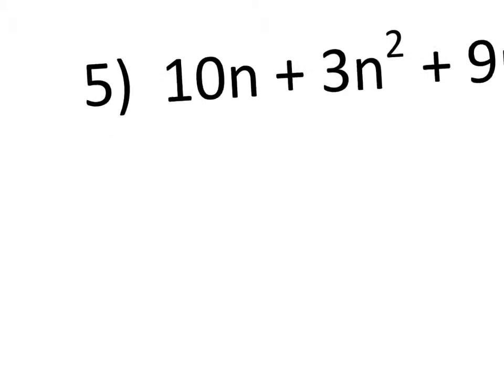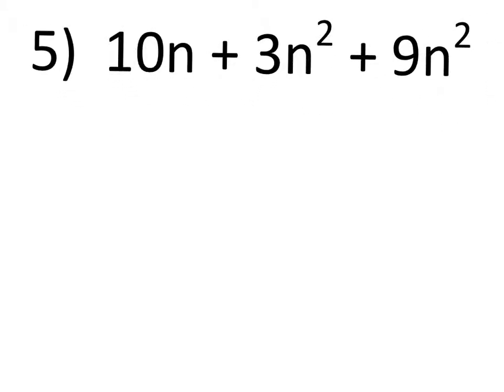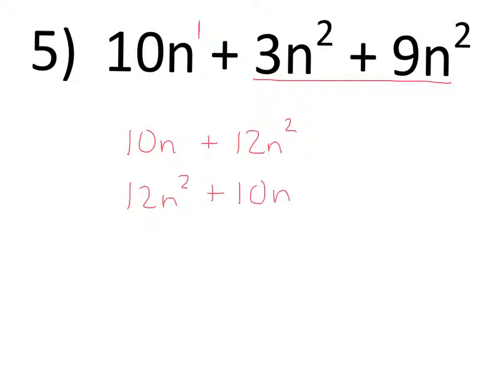All right, example number 5. These are not all like terms because notice this one right here does not have the squared like these two. This front one has an exponent of 1, so those are not the same. I can put these two together because they both have a squared after them. So my final answer here could be 10n plus 12n squared. It doesn't matter if you choose to put the 12n squared out front plus 10n, it's the same thing. Either way will be fine.